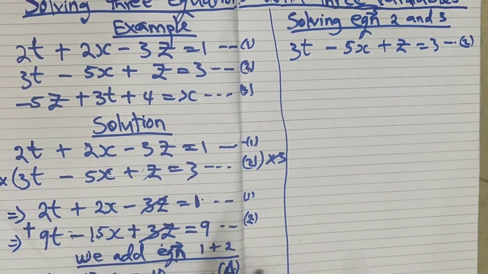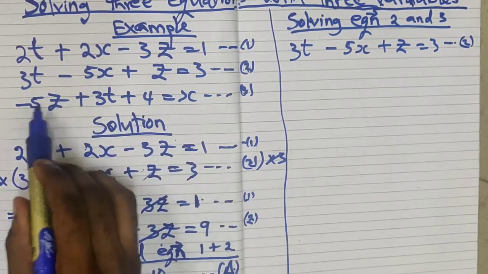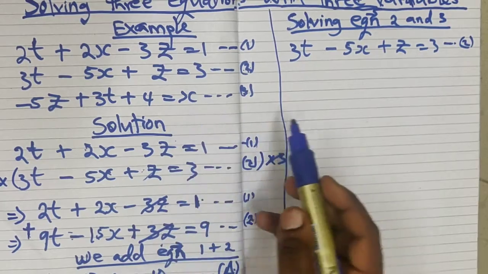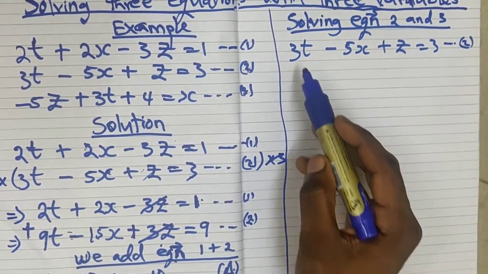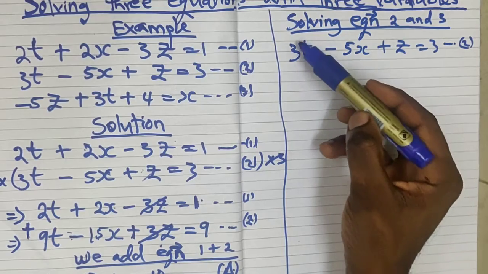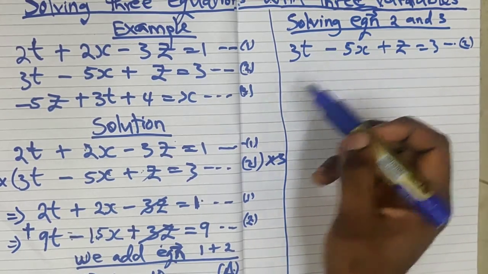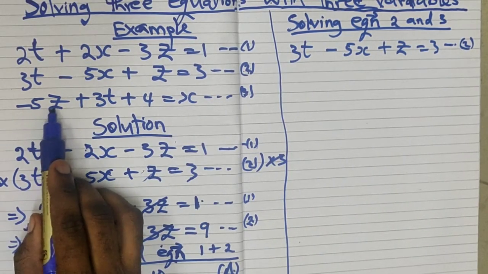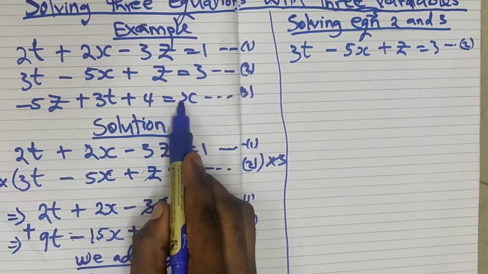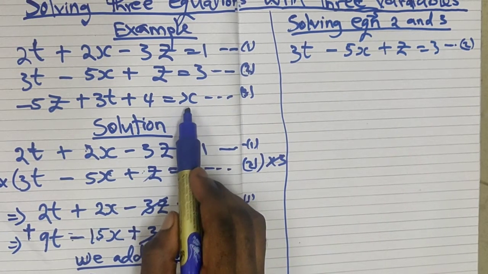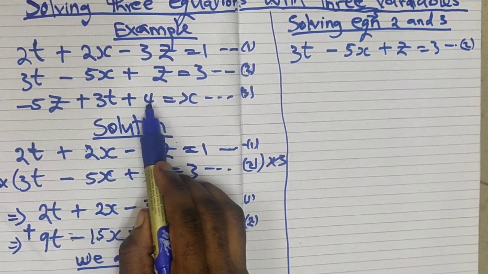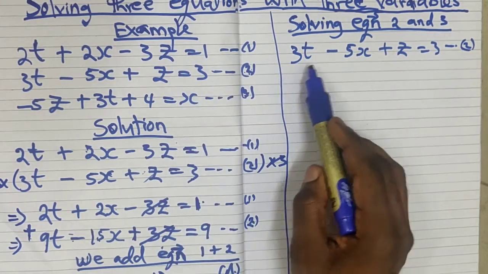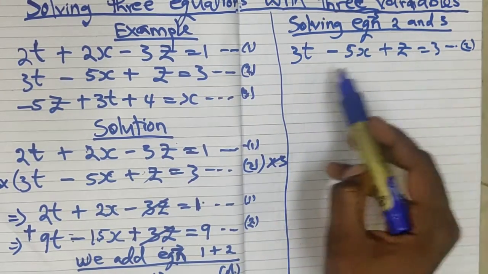Now if you look at this equation 3, whenever you are given an equation, make sure you arrange the equation in a vertical manner. That is, you arrange them in terms of like terms. So let me arrange this one. This equation is not arranged. As you can see, we have negative 5z plus 3t plus 4 is equals to x. So what we are going to do here, we are going to send in this x this way in order to put the equation in same order and same variables.